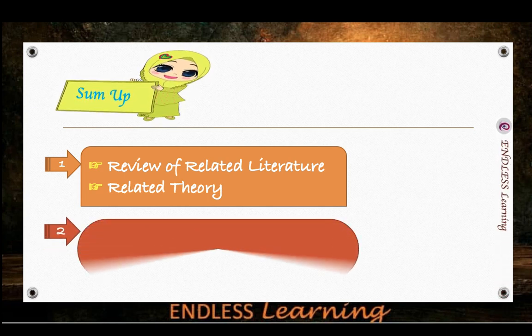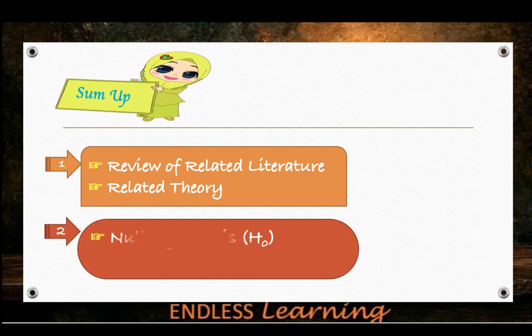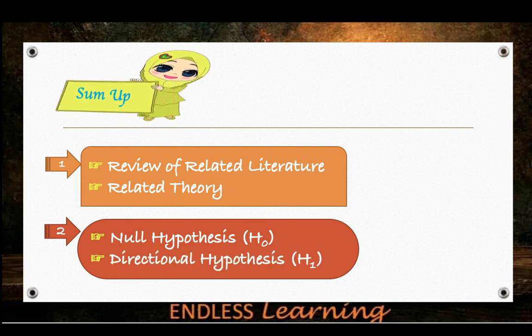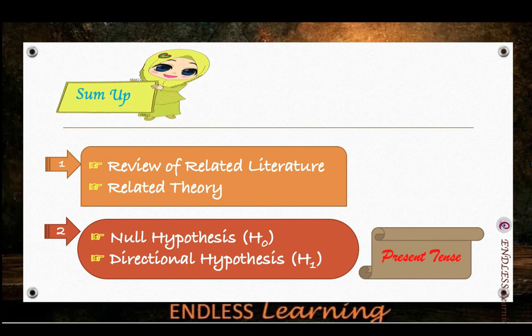We have also discussed in this lecture that there are two forms of hypothesis. One is the null form of hypothesis, in which we state that there is no relation or no difference between the variables. And second is the directional hypothesis. We have discussed when we frame the directional hypothesis and the null hypothesis. I will end this lecture by saying that you should keep in mind the hypothesis should always be stated in the present form.